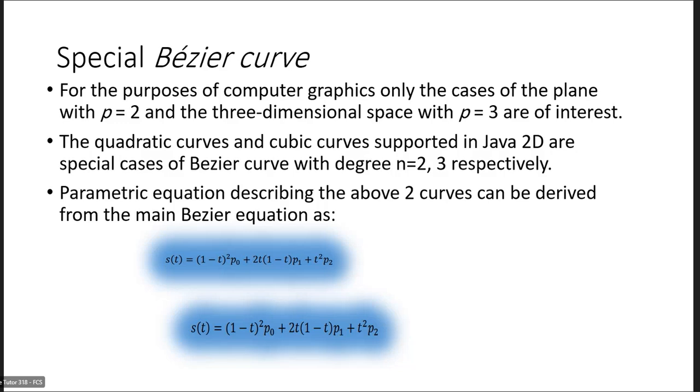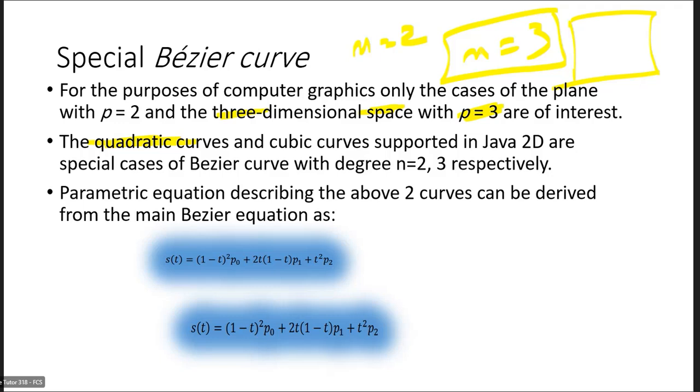Now, let's see special types of Bezier curve. The special type of the Bezier curve is the curve with n equals to 2, and this will give us the quadratic. Okay, so for the purpose of computer graphics, only the cases of the plane, that is in 2D, so here we are using n equals to 2. And for the 3-dimensional space, the polynomial will be n equals to 3. So the order here will be.